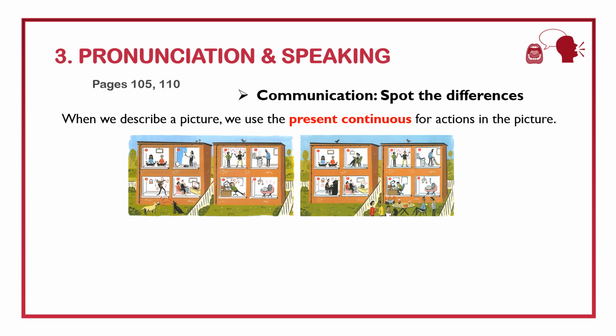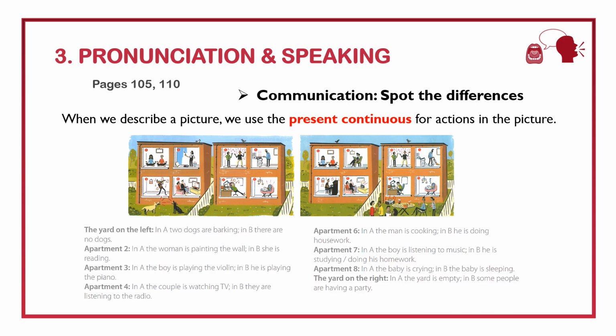I'm going to show you the answers now. So the first example was what I told you, in the yard on the left. In A, we have two dogs are barking, and in B, there are no dogs. For apartment 2, in A, the woman is painting the wall, but in B, she is reading. For apartment 3, in A, the boy is playing the violin, and in B, he's playing the piano.